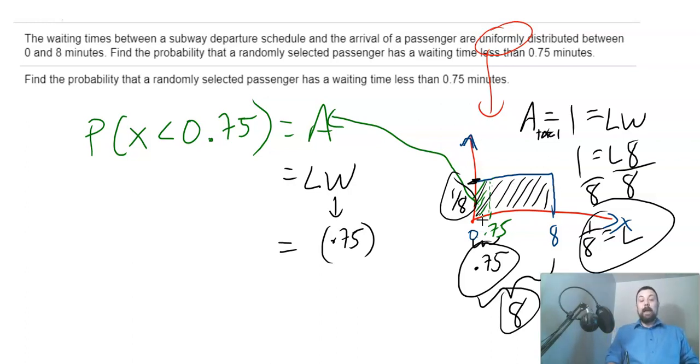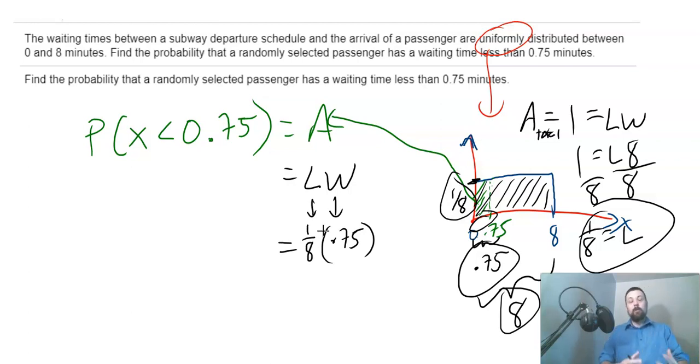Now, when I shrink it down to just from 0 to 0.75, because that's the probability I'm trying to calculate, the length here does not change. It's still going to be 1/8, right? This dimension stays the same. It's this dimension that changed. So the width is now 0.75, but the length is still going to be 1/8.